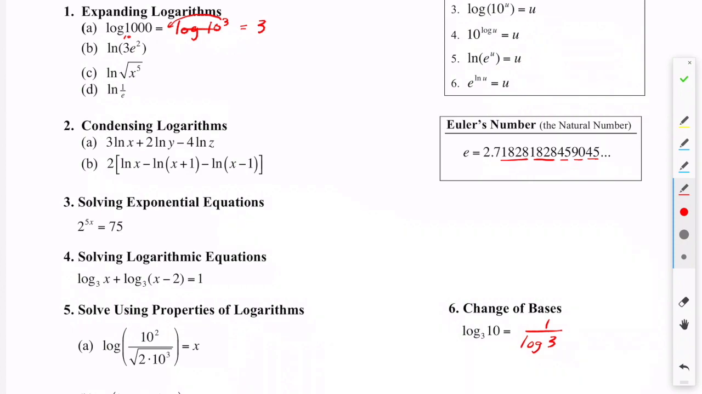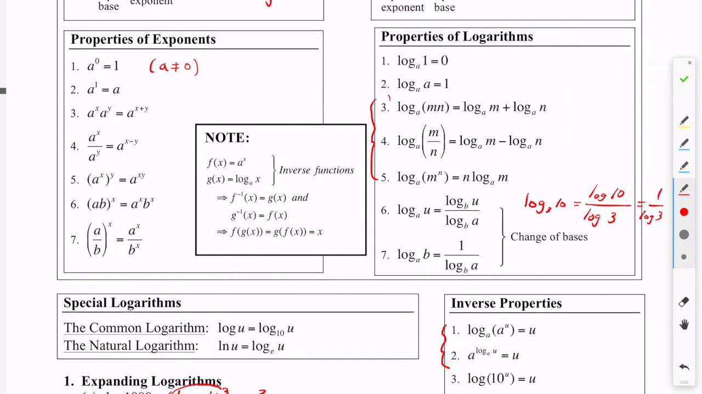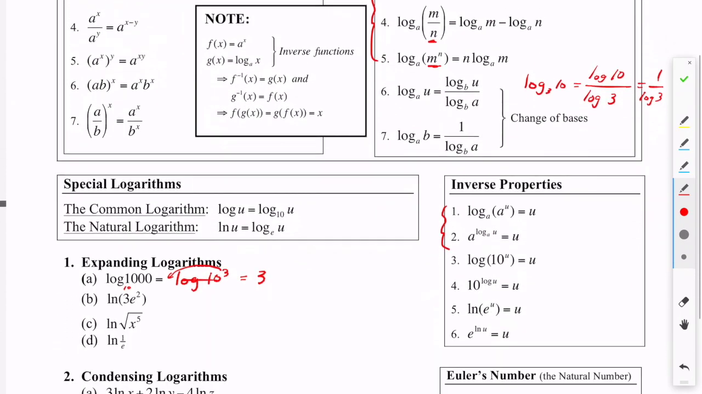Let's look at part B, the natural log of 3e squared. Now when I say expand here, basically I'm looking at these 3 properties, numbers 3, 4, and 5 here. We're looking inside the logarithm for times, divide, or exponents, because if we have any of those things, we can expand them. Notice if we are adding or subtracting inside the logarithm, we can't do anything with that, just times, divide, or exponents.